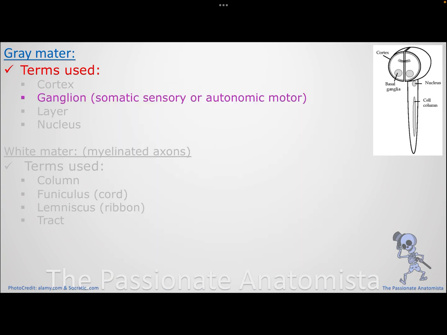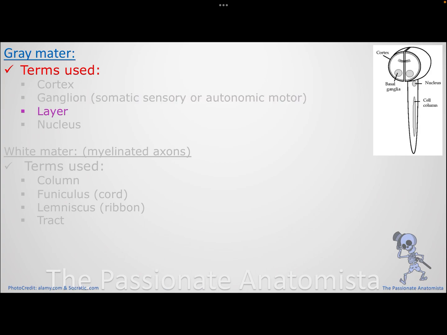We also have the ganglion. Where are these ganglia? We're going to talk about the ganglia as we proceed. We can have it in the somatic. We have somatic sensory ganglia and we have autonomic motor. Why is the somatic sensory and why is the autonomic only motor? We're going to talk about that as we get to the picture. But whenever you hear the word ganglia, think about gray matter.